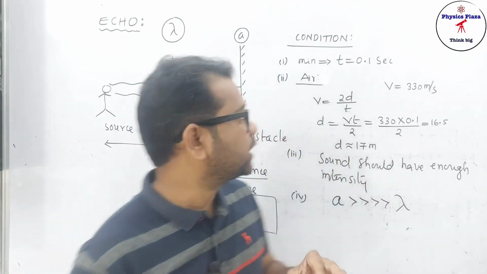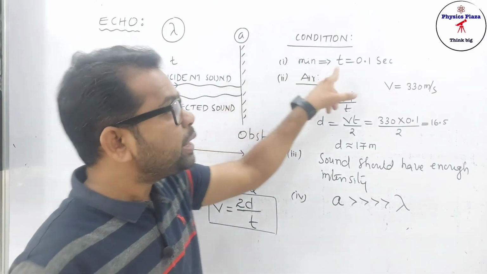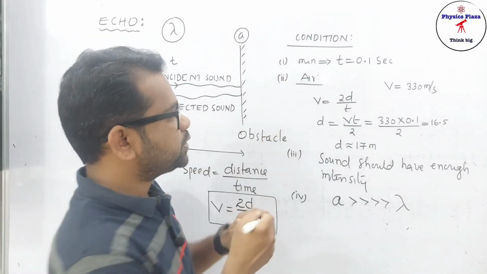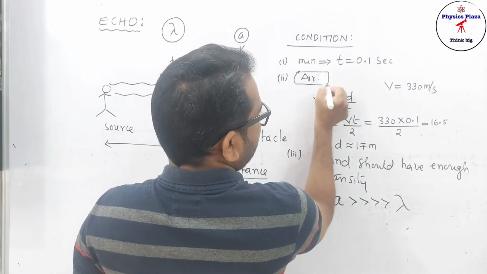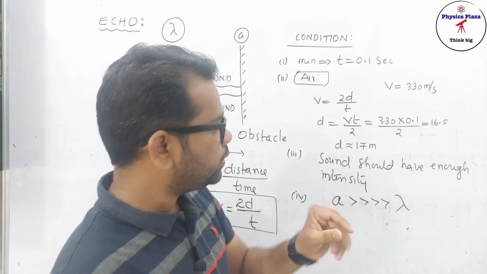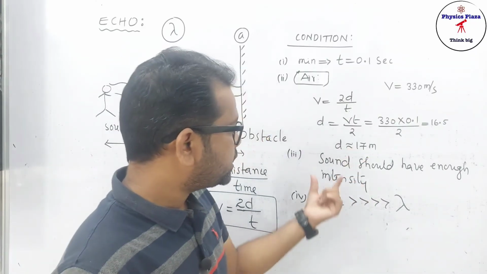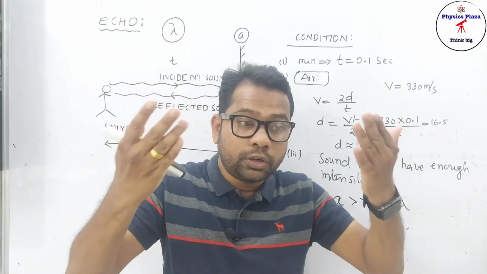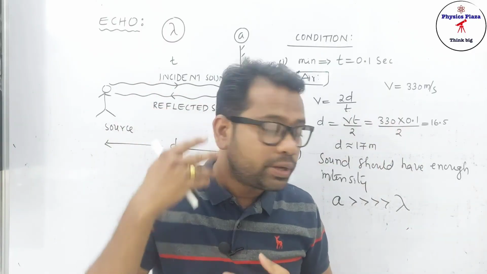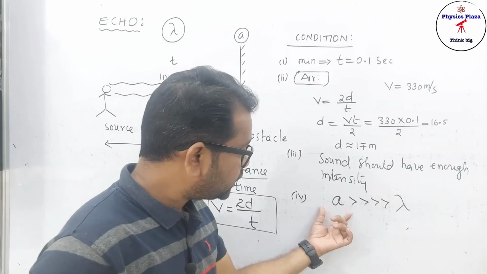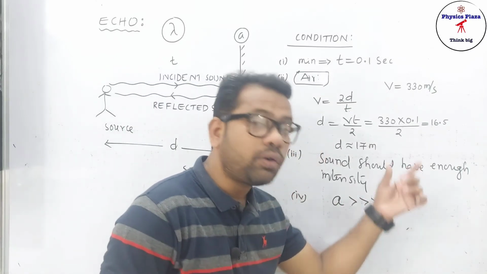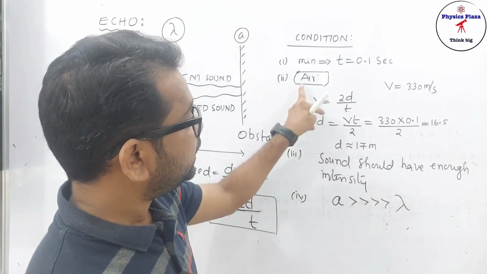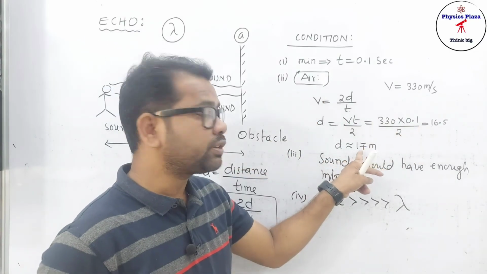So let us recall once again. There must be a minimum time gap of 0.1 seconds, and it can be more than this also. And in air especially, children, what should be the minimum distance? 17 meters. And here the sound should have enough intensity so that it can get reflected in a proper way and be heard. And the size of the reflector should be very much greater than the wavelength of the sound. When I say that the minimum distance in air is 16.5 meters, that is around 17 meters.